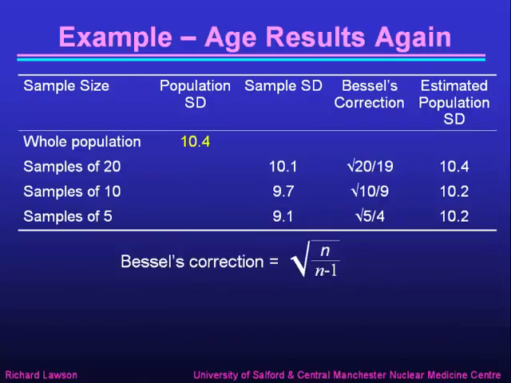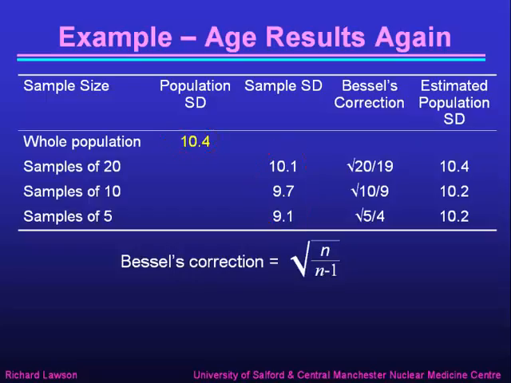Let's just see how that can be put into practice. Remember the example of the age of our patients that we looked at in the last part of this lecture. Remember we had a standard deviation of the whole population of 10.4, whereas our sample of 20 gave a sample standard deviation of 10.1, and a sample size of 10 gave 9.7, and samples of 5 gave 9.1. That illustrated the fact that we underestimated the true population standard deviation.